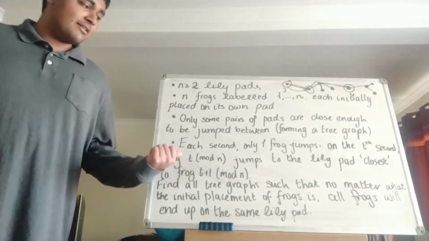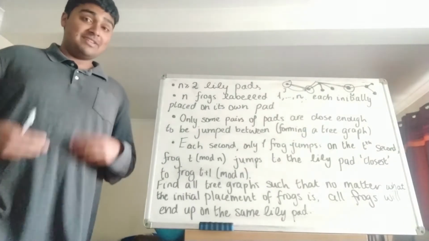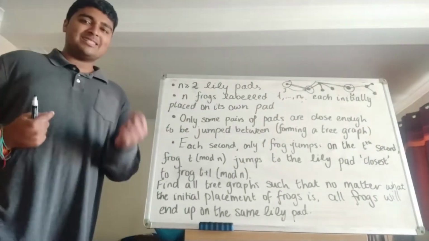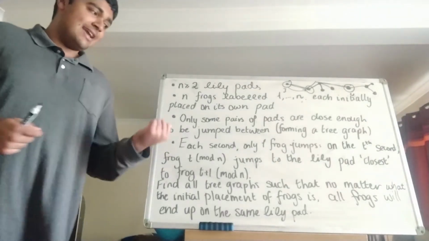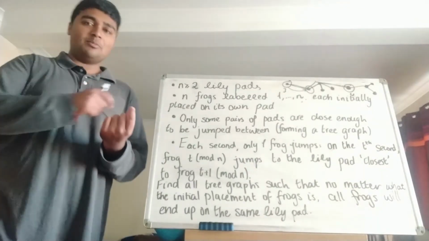And this mod n stuff is so that after the nth second we'll have an n plus 1th second, but that's when the first frog jumps. So we kind of loop back. So once the nth frog has jumped, the nth frog will be chasing frog n plus 1 mod n, which is just frog 1. So frog n will be chasing frog 1.